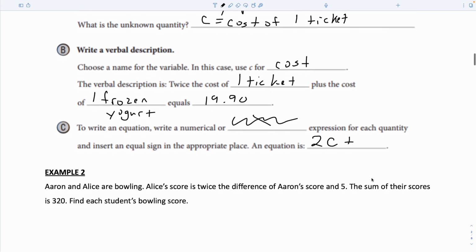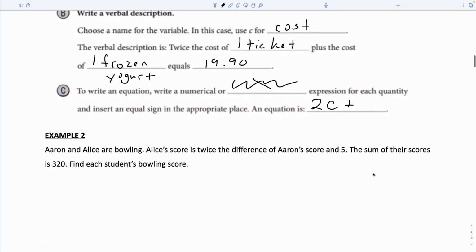What was the cost of my frozen yogurt, Kylie? And did I know the cost of the ticket, Kylie? No, that's why it was my variable. But both of those, if I add them together, should equal what's my total, Vienna? Cool. We're going to just pause on that, make the equation, and circle it.